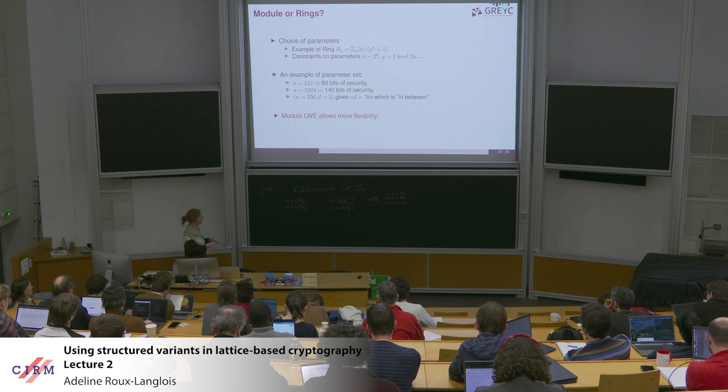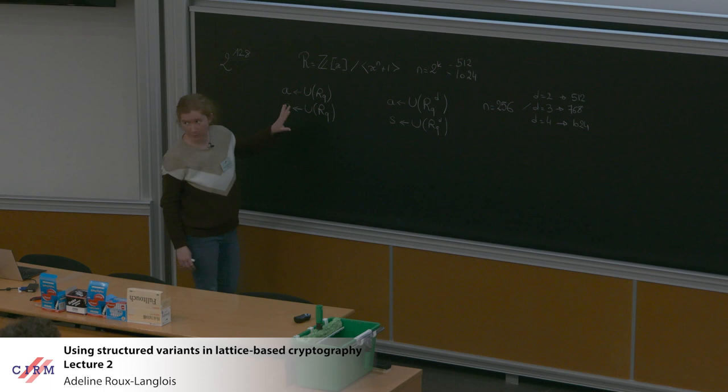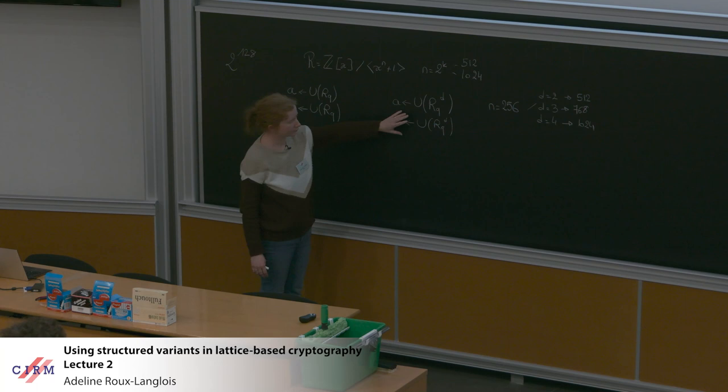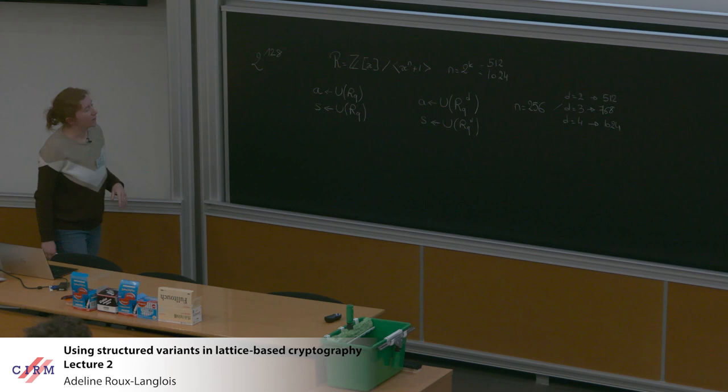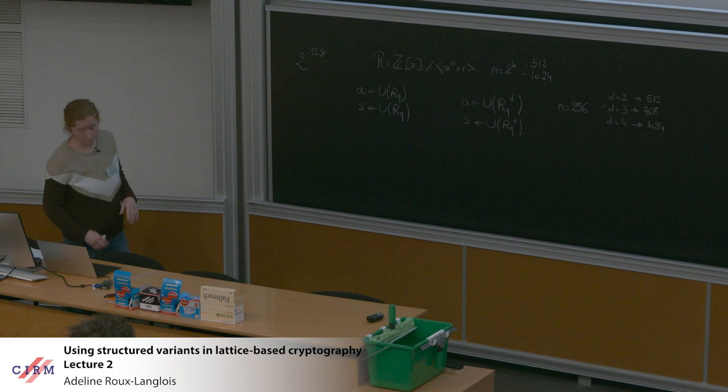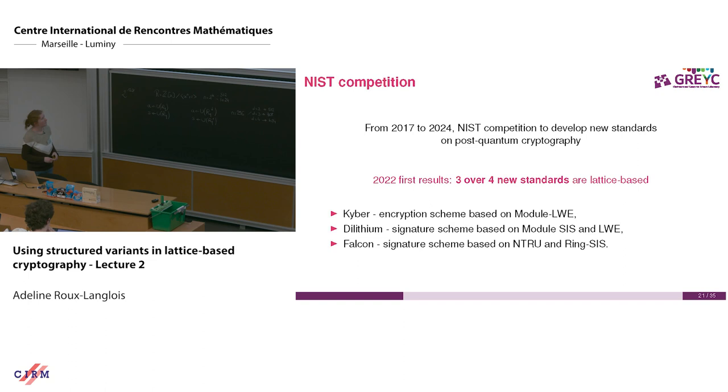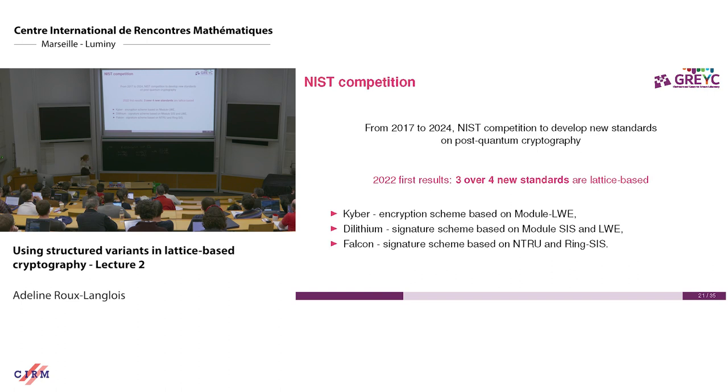So even if the two problems have similar difficulty, the choice of modules comes from the flexibility it allows for the choice of your parameters, mainly from that. And that's why Kyber and Dilithium are using module LWE, and Falcon, which is the third signature based on NTRU and ring SIS, has a more recent version also on module SIS. I'm not sure what will happen with this module version, but that's where people are going to use the module variant instead of the ring one, because of this flexibility.